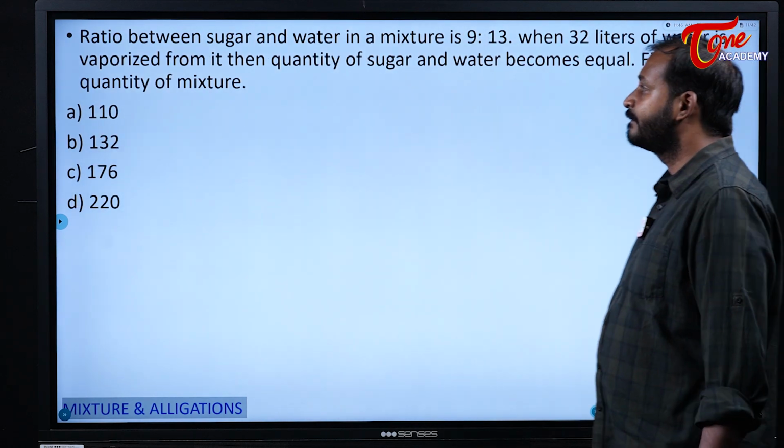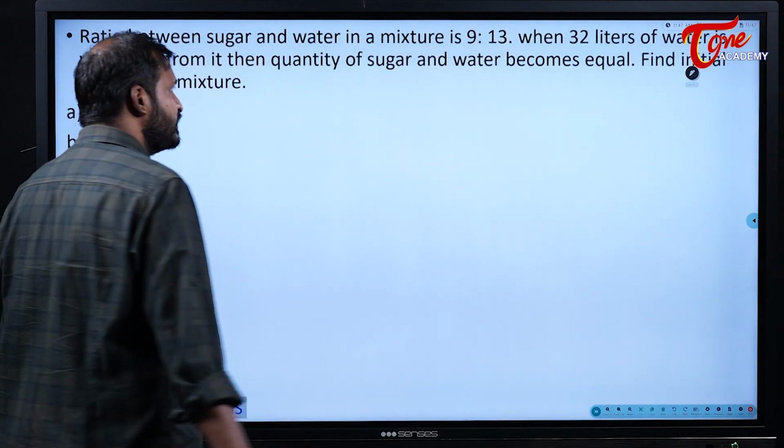Next one. The ratio between sugar and water in a mixture is 9:13.